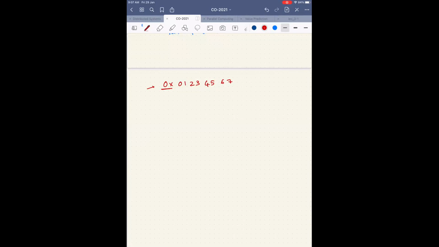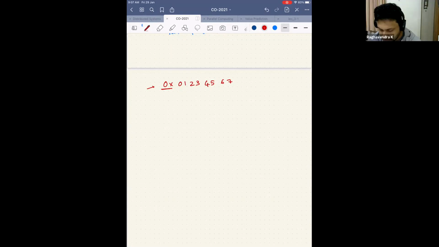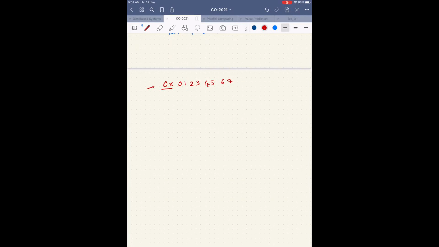How many bytes do you need to store this value? 4 bytes, like an integer. Yeah, how did you get 4 bytes? Like we treated it as an integer or something like that.